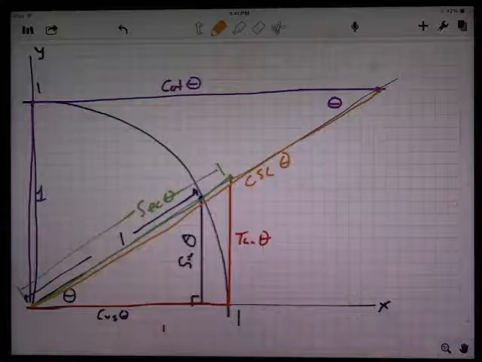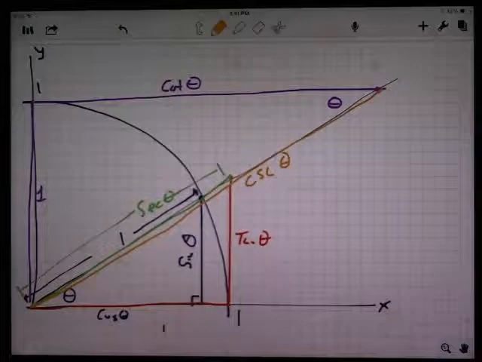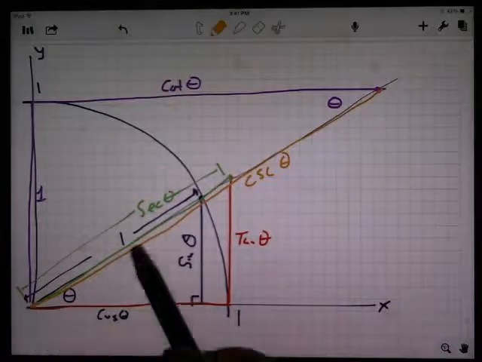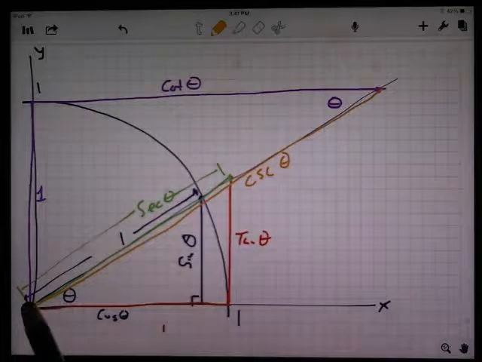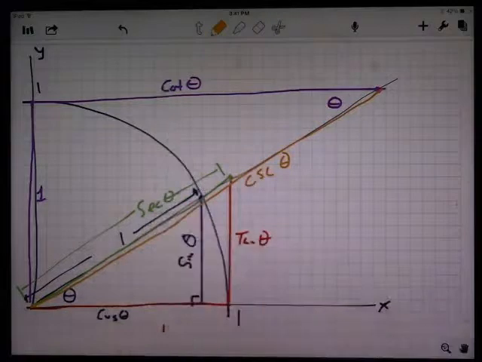I want to take a closer look at three triangles that come out of this picture that we saw in the last video. The one triangle is the one that's got sine and cosine in it. The other triangle is the one that has tangent and secant in it, and then this big triangle up here that has cotangent and cosecant in it.